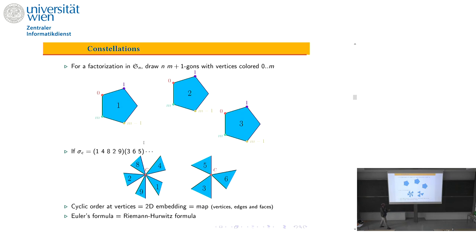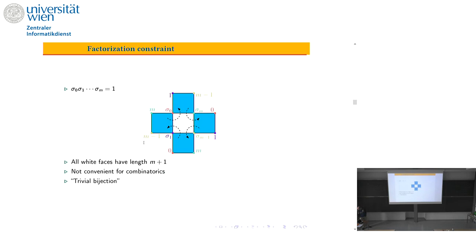Obviously, these are maps, because I have an order of the colors around the blue polygons, and I have an order around the vertices here. So they are combinatorial maps. And in fact, Euler's formula is going to give you the Riemann-Hurwitz formula. They are the same. I haven't told you about the factorization constraint. I just told you you can encode the vertices using permutations. If I have this factorization constraint, it means that when I apply sigma m minus 1 up to sigma 0, I have to go back to my original blue polygon. This is represented with the cycle arrows.